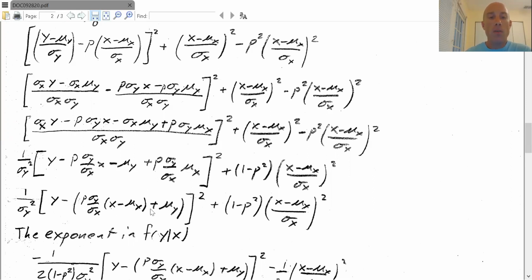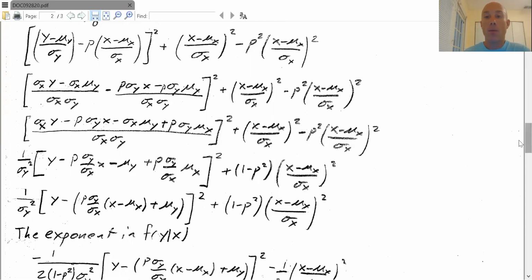All right, so this tells me that the mean of y, when x is treated as a constant, is going to be x minus its mean times the ratio of standard deviations times rho plus the expected value of y marginally. That's kind of interesting.